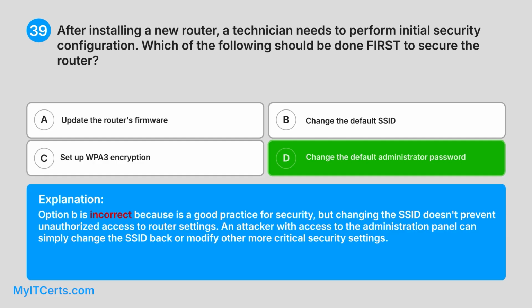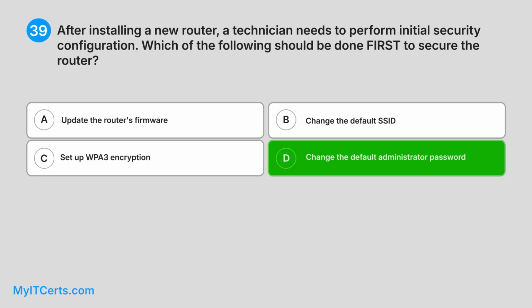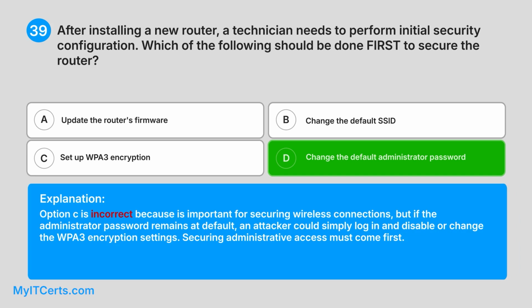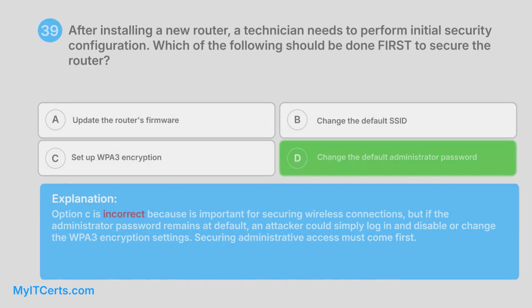Option B, change the default SSID, is incorrect because it is a good practice for security, but changing the SSID doesn't prevent unauthorized access to router settings. An attacker with access to the administration panel can simply change the SSID back or modify other more critical security settings. Option C, set up WPA3 encryption, is incorrect because it's important for securing wireless connections, but if the administrator password remains at default, an attacker could simply log in and disable or change the WPA3 encryption settings. Securing administrative access must come first.